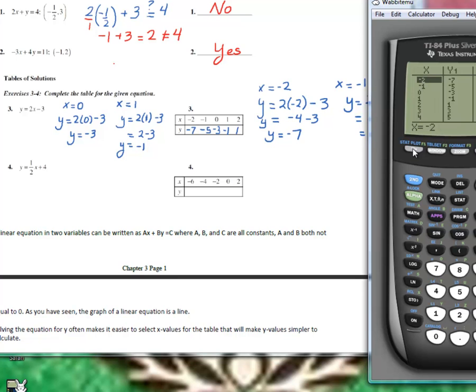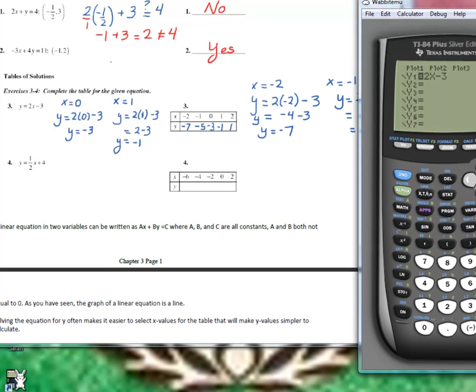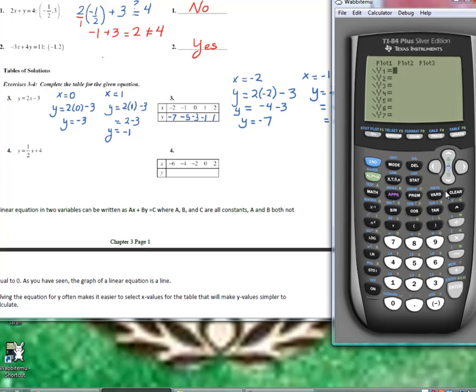And in our next problem we have y equals 1/2 x plus 4. So let's go back to that y equals button and clear that first equation we put in. And I'm going to type in 1/2. I'm putting this in parentheses to make sure that nothing weird happens with that x. So 1/2 in parentheses x plus 4.